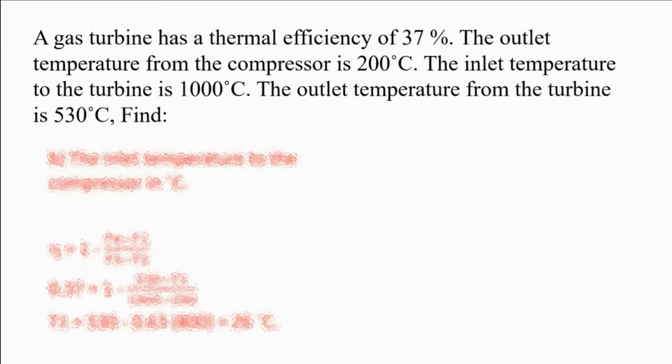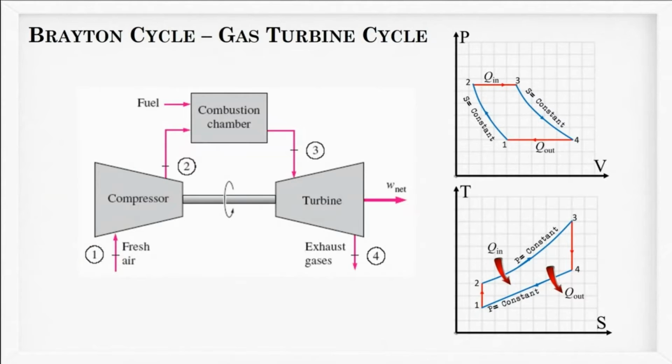If you study the cycle, Brayton cycle, or we call it Joule cycle, if you saw the PV diagram, the TS diagram, any of them will show you the numbers 1, 2, 3, 4. When we say 1, it's T1, at 2 it's T2, at 3 it's T3, at 4 it's T4. So if I say, for example, the inlet temperature to the turbine, it's T3. Outlet temperature of the turbine, it's T4.